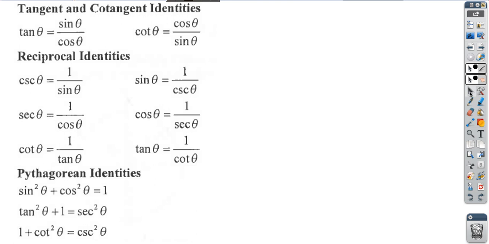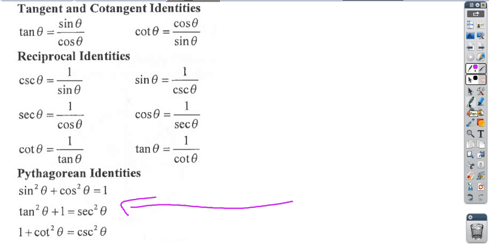So here are the main identities. There's a whole sheet of them actually, but these are the ones we tend to use most often. Tangent is sine over cosine. Cotangent is the reciprocal of that. And then that shows a relation between sine and cosecant, cosine and secant, tangent and cotangent. And then these 3 at the bottom are probably the most commonly used and most important, the Pythagorean identities. And the most important one is sine squared plus cosine squared equals 1.